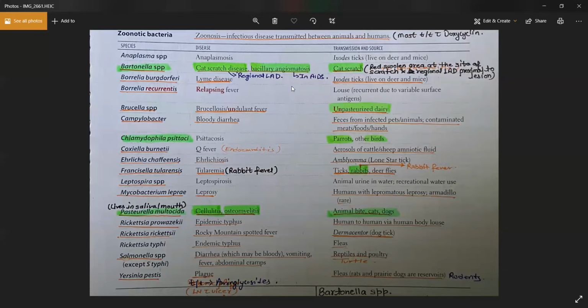I told you in the immunology section. Yeah, axillary lymph nodes. So what you will get is lymphadenopathy of the axillary lymph nodes. So we will get painful swellings in the armpits.